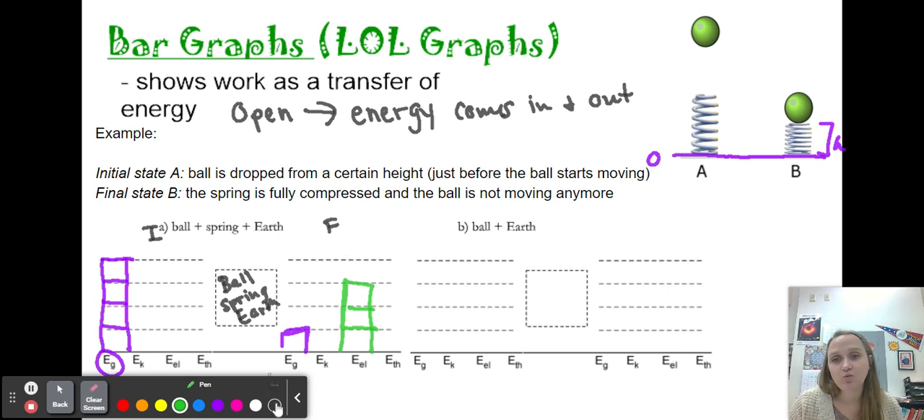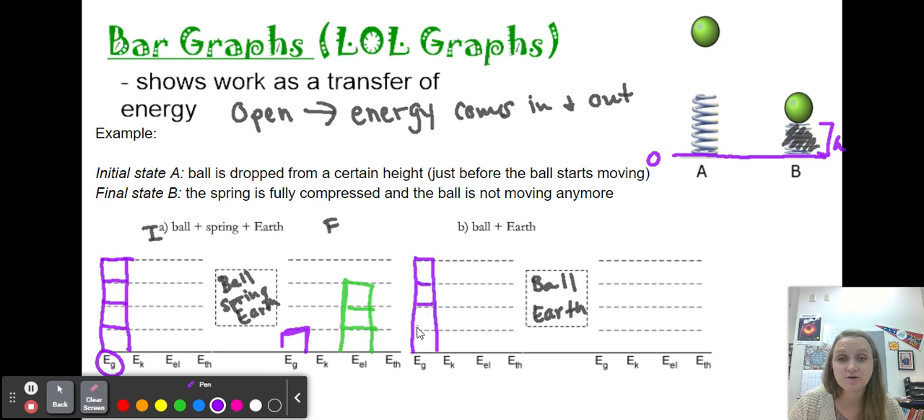Now, the question is, what happens when we change our system? What happens when I change what I'm looking at? So we're going to say the ball and the earth are in the system, but we're going to pretend like we can't see the spring. It's almost as if this doesn't exist. So at the beginning, our ball and earth are in the system, so we still are going to have those 4 boxes of gravitational energy.